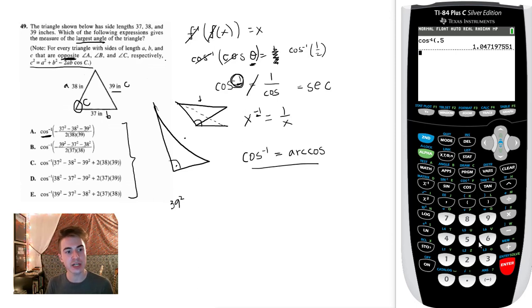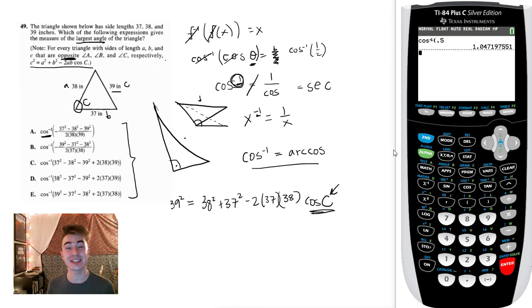All right, so 39 squared is equal to 38 squared plus 37 squared, those are A and B, minus 2 times 37 times 38 times cosine C. Now, it may even be helpful for you to just leave these as A, B, and C, not plugging in the numbers. Isolate for cosine of C. Once we isolate for cosine C, we're going to solve for C by taking cosine inverse. But if you leave everything as A, B, and C, it's a little bit easier to manage, so you don't have to keep writing 38, 39, 37.